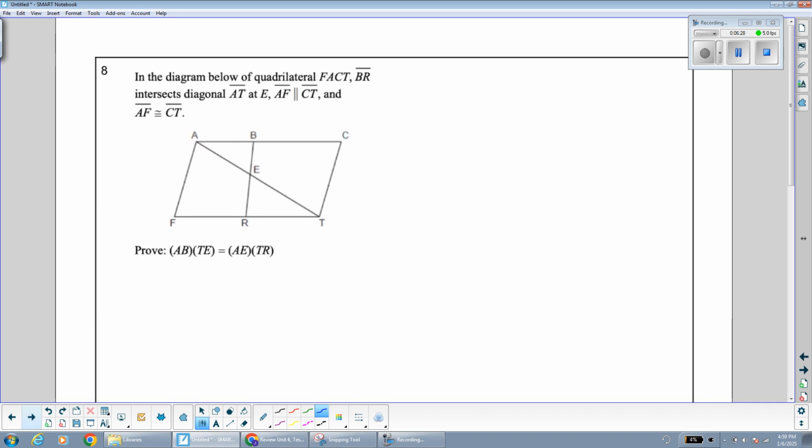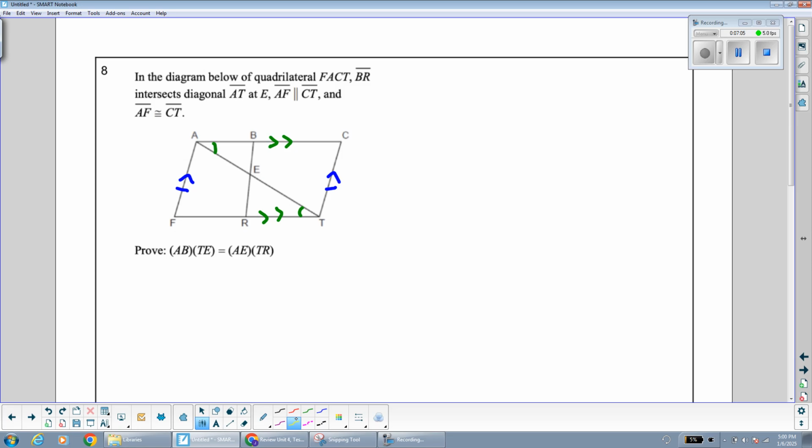Okay. For this one over here, we have AF parallel to CT, and we have AF congruent to CT. So what this means is that this is a parallelogram. Once again, it's a parallelogram because if one pair of opposite sides is both congruent and parallel, then we have a parallelogram. So since it's a parallelogram, I know that the other pair of opposite sides is also parallel, which means that these alternate interior angles are congruent.